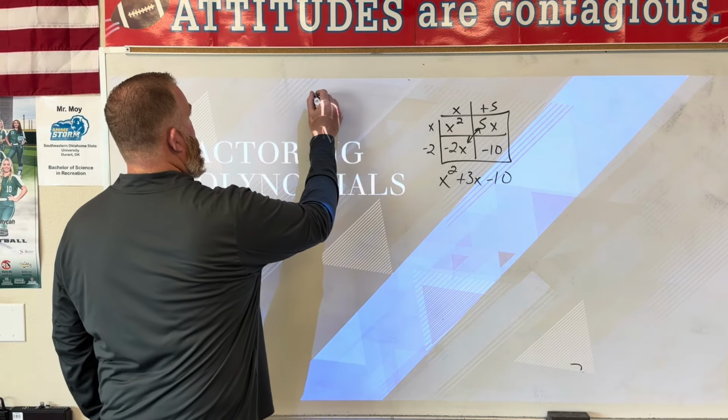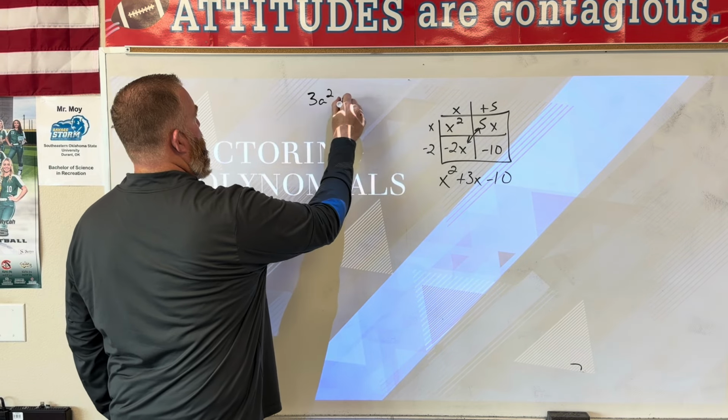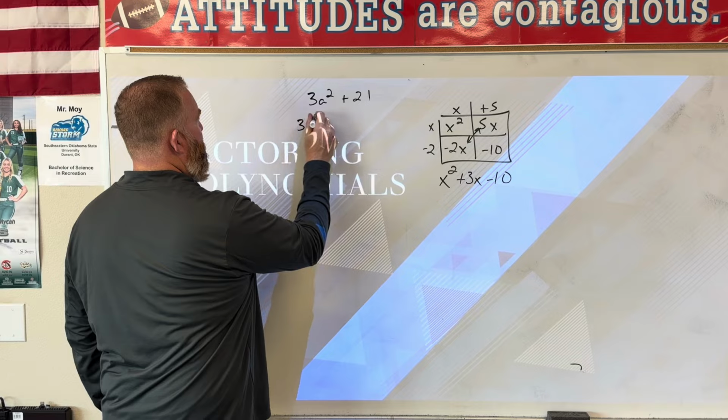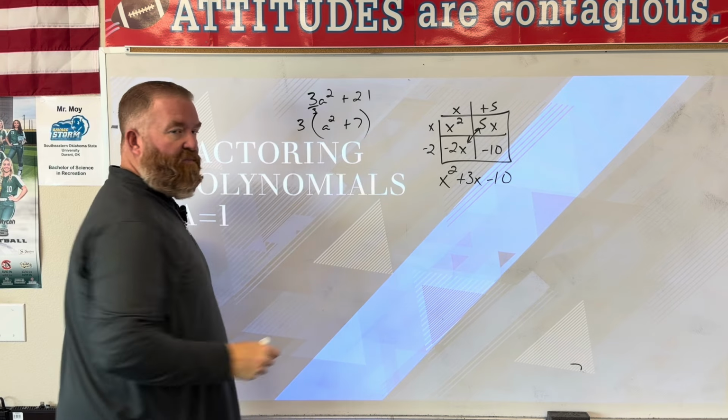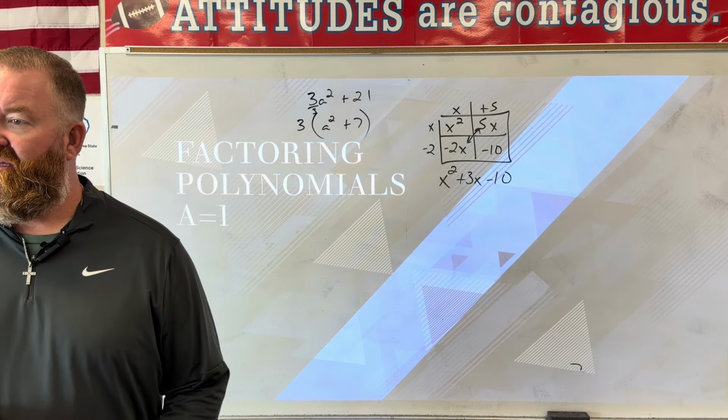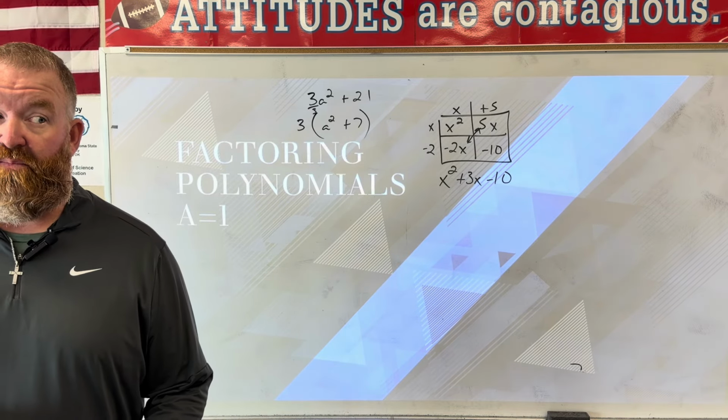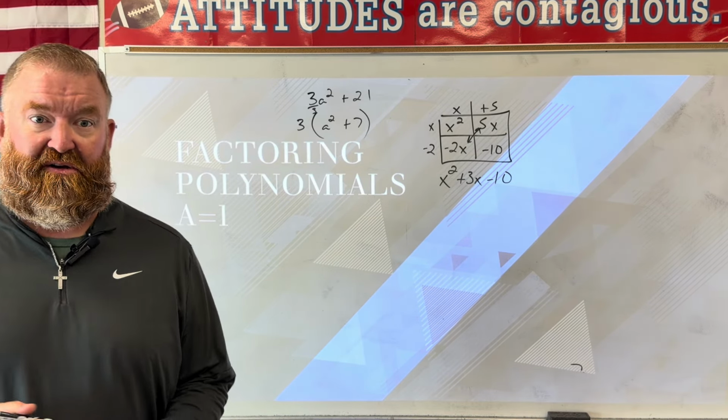This is what we did last week. We had like 3a squared plus 21, and our factor was like a 3, and then we divided by 3, and we're left with a squared plus 7. Do you guys remember that? Kind of, sort of? Yes? No? Play along. We're good? You do remember. All right.